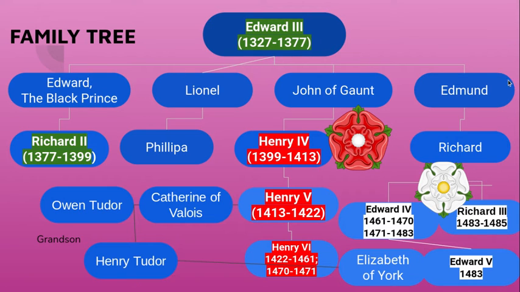He had 4 sons that we care about. Actually, he had 5, but we only care about 4. His eldest son was Edward, the Black Prince. His second son was Lionel. His third was John of Gaunt. His fourth was Edmund, and his fifth was Thomas, but we don't care about Thomas in this one.